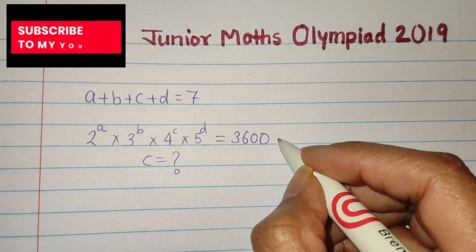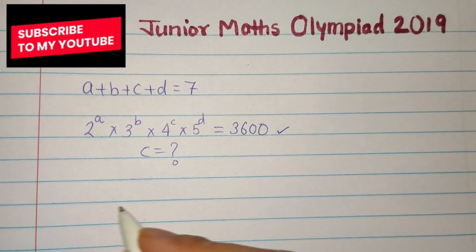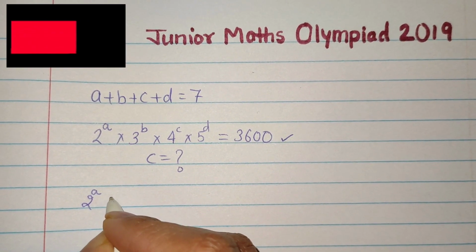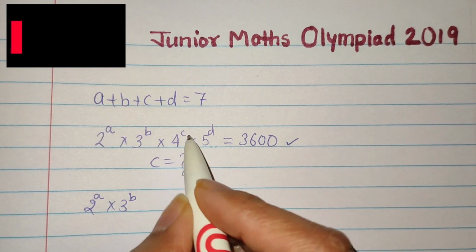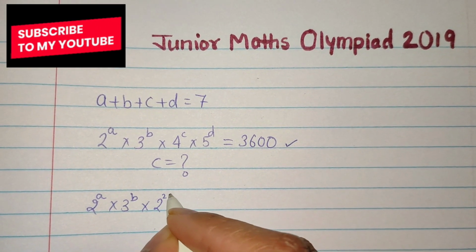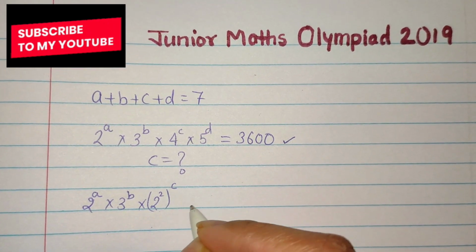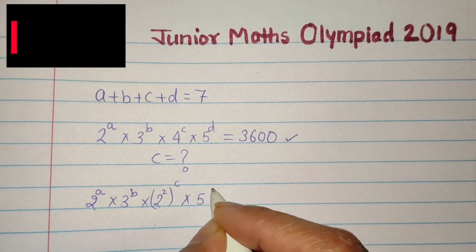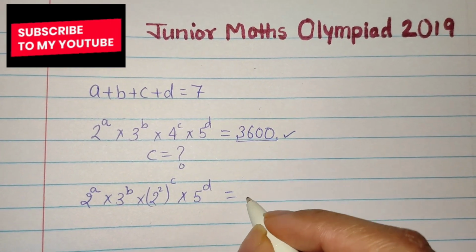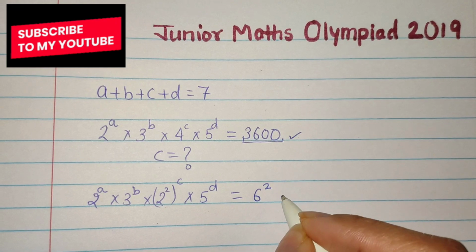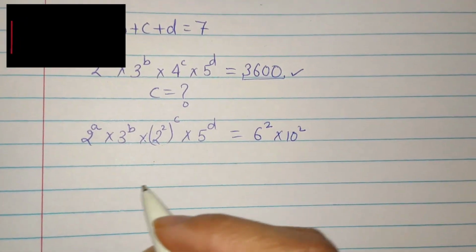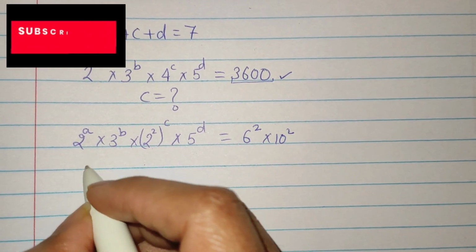So first I'm going to use this given information here. So I can just rewrite this as 2 to the power a times 3 to the power b, but 4 can be written as 2 raised to the power 2, to the power c, times 5 to the power d. And now we can factorize this as 6 squared times 10 squared. Okay, now let's just further simplify it.